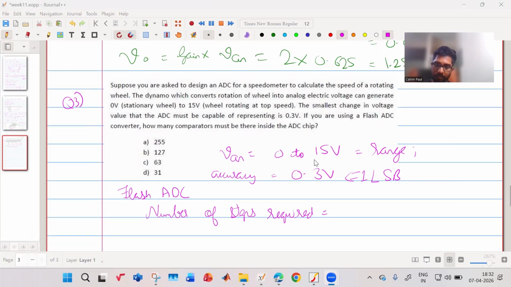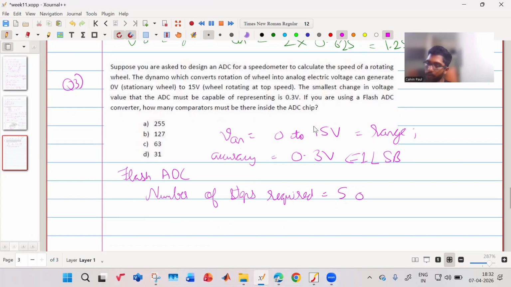50. Okay. You need to detect 50 number of steps. Now, what should be the bit size of the ADC? How many bits are required? For this case, how many bits do you require? 6 bits. So Kiruba is saying 6 bits.